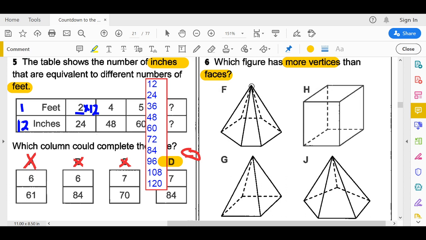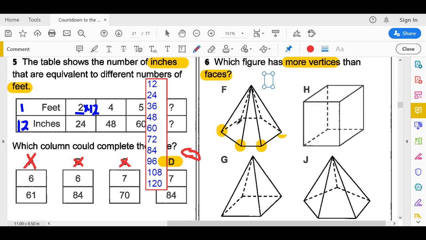For example, this one has 1, 2, 3, 4, 5, 6, and 7 vertices. Okay, let me write it right here. I'm going to write a V for vertices equals 7. And I'm going to write an F for faces. Let's see how many faces. I'm going to put a dot on the faces that I see.